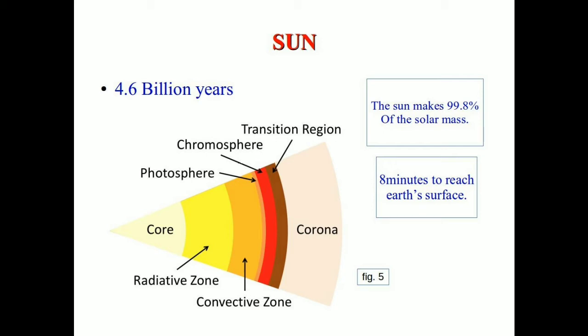Corona is a thick layer of gas above the chromosphere. It is the outermost layer of the Sun. Along with the chromosphere, it is only visible during a total solar eclipse when the Sun's surface is completely hidden behind the Moon.